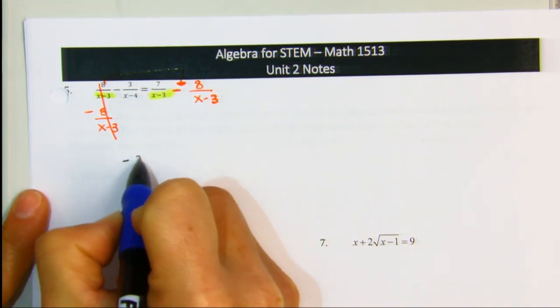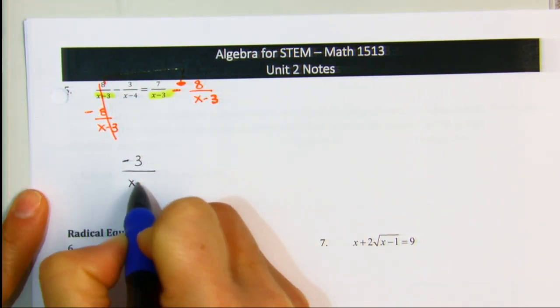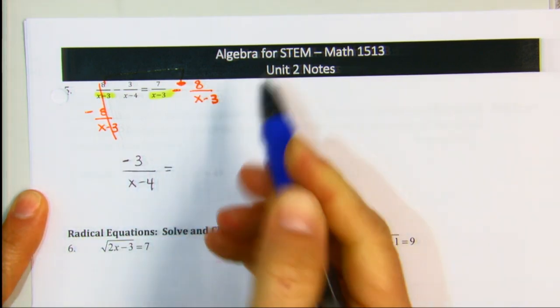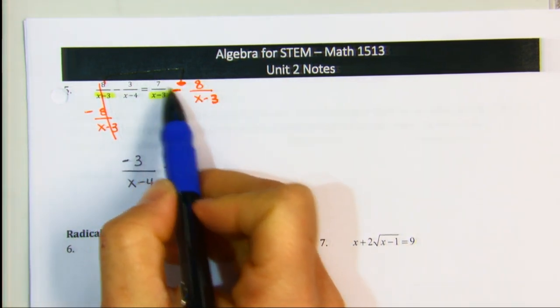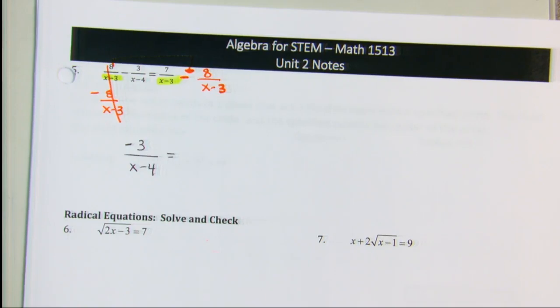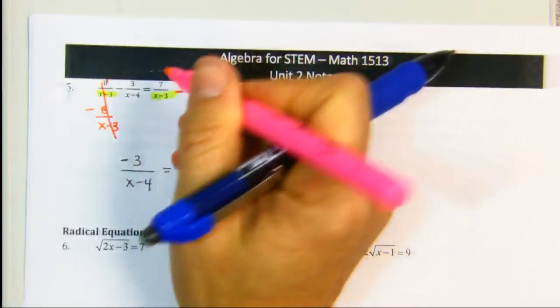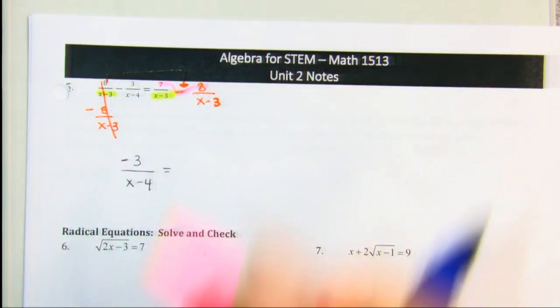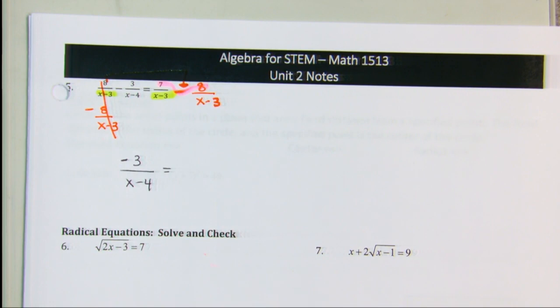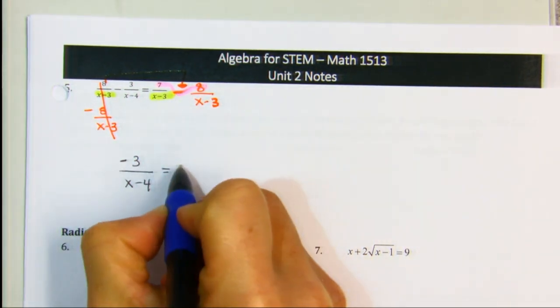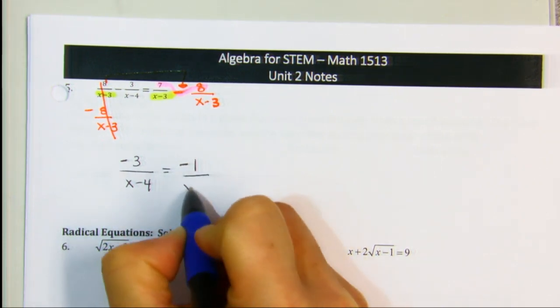Since there's a minus sign in front of this one, we're going to give it to the 3. I'm going to say I have negative 3 over x minus 4 equals, since we have 7 minus 8 up here, are those like terms? Yep. This time they are. Last time it was like a letter and a number. But we can actually take 7 minus 8, that's a negative 1. And then we keep the x minus 3.